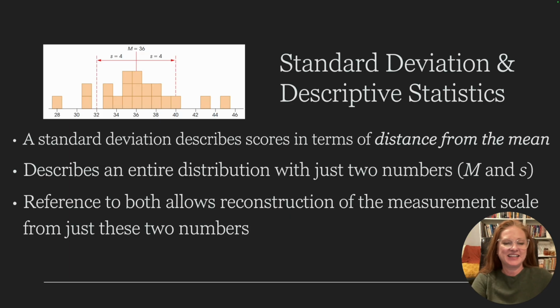Okay. With descriptive statistics, standard deviation describes scores in terms of distance from the mean. Yes, we can describe an entire distribution with just two numbers. If I just give you the mean and the standard deviation, you can tell me what kind of shape it has; you can tell me a lot, right? So when we talk about descriptive statistics versus inferential statistics, yes, by just two numbers.